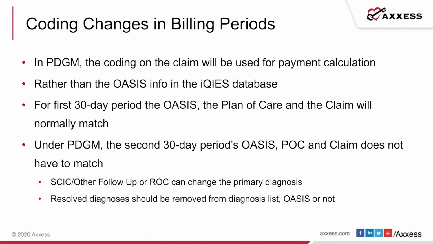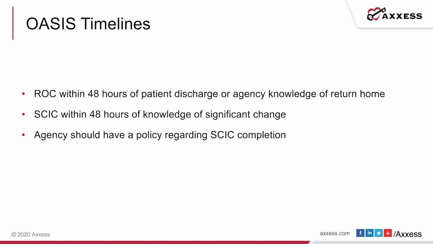And when that happens, your OASIS, your plan of care, and your claim won't match because those are not unanticipated changes. We anticipated that the pneumonia would resolve, and it did. And because of that reason, it's now resolved in the second 30-day period. We don't need that on our claim. So for those reasons, we're going to have to think about those coding changes and our processes and how we're going to correct that claim for the second 30-day period.